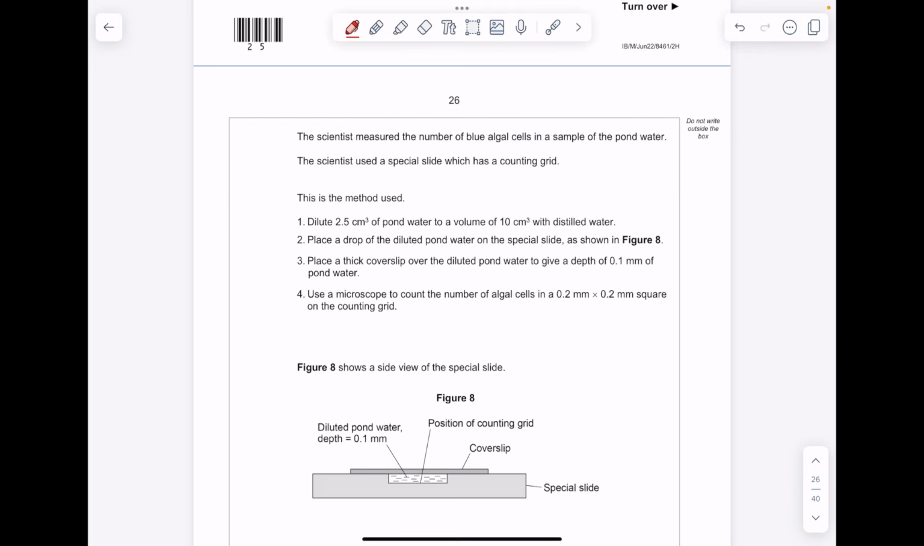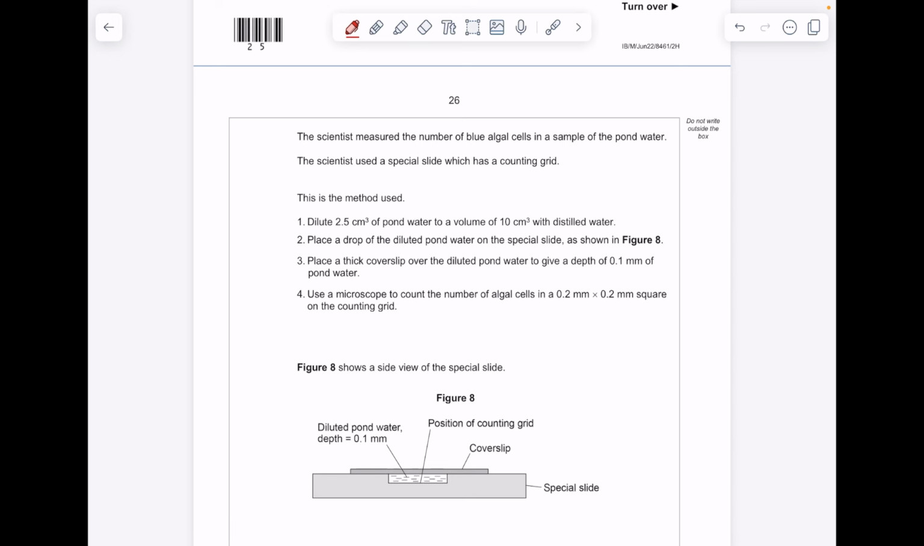The scientists measured the number of blue algal cells in a sample of the pond water. The scientists used a special slide which has a counting grid. This is the method used. Dilute 2.5 centimeters cubed of pond water to a volume of 10 centimeters cubed with distilled water.